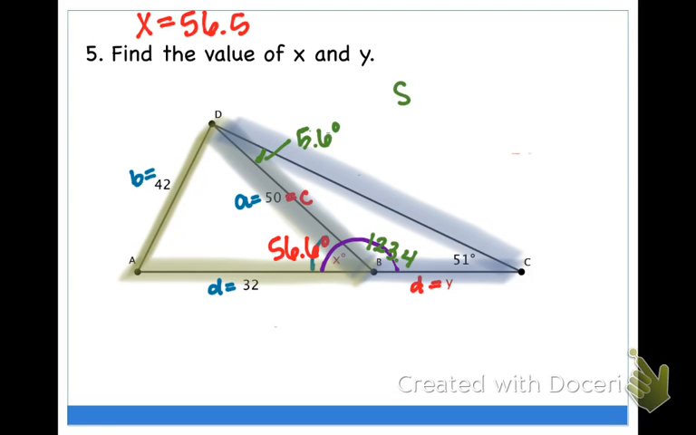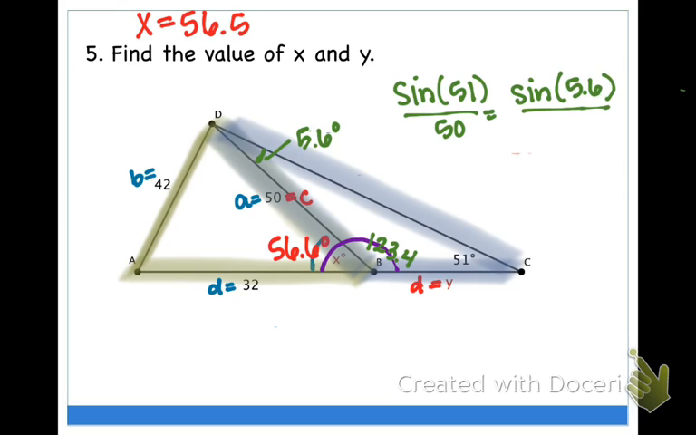We're going to do sine of 51 degrees over 50, because that's the side across from it, equals sine of 5.6 degrees over y, or d. You can use d or y. I know we're not used to having angles quite that small, but you can have an angle as small as we want as long as it's still positive in a triangle. You can have angles that are negative if we're doing our graphing in standard position. But it's possible to have an angle that is 5.6 degrees. It's just tiny.